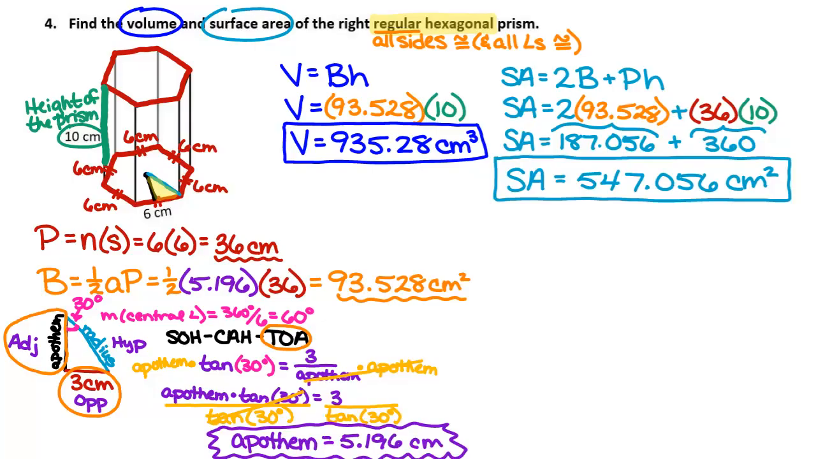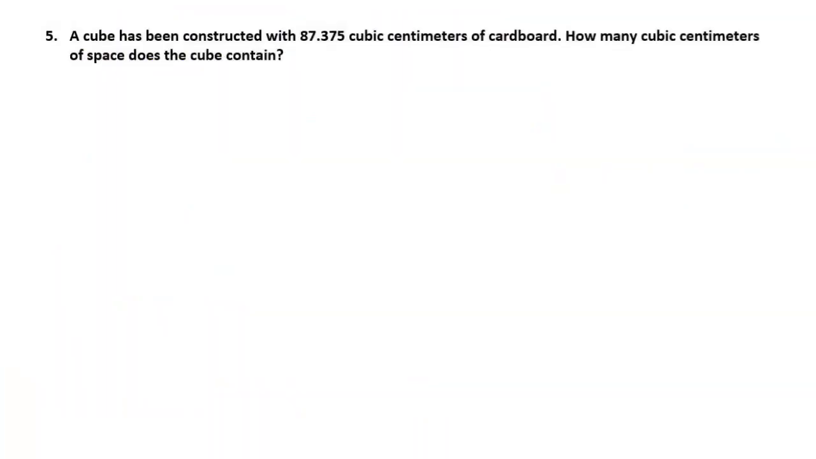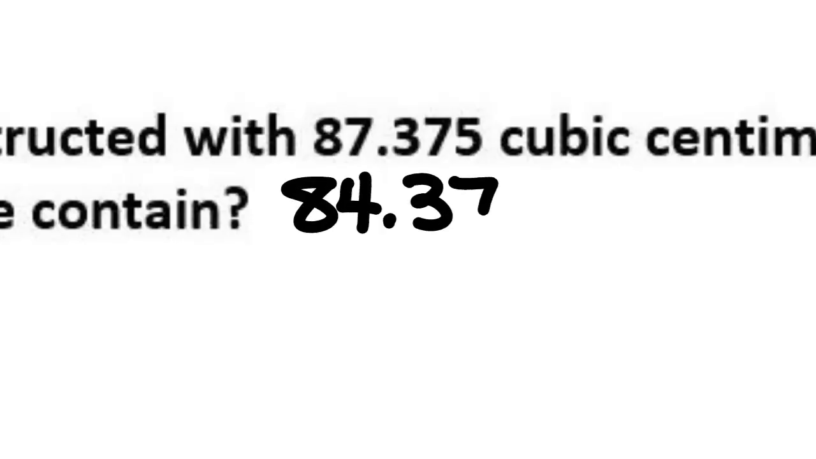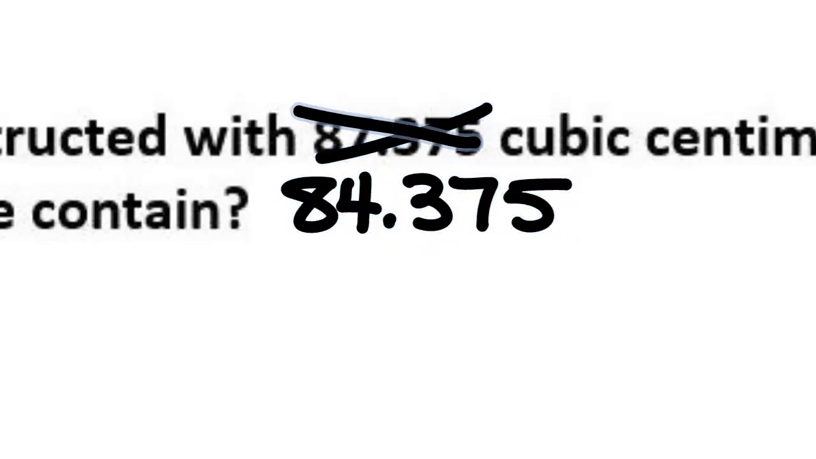There is one final problem that I would like to do with you guys. Number 5. There is a slight typo on number 5 that we're going to need to fix before we get into solving it. It says a cube has been constructed with, here's where our typo is. That should not be 87.375, that should be 84.375.